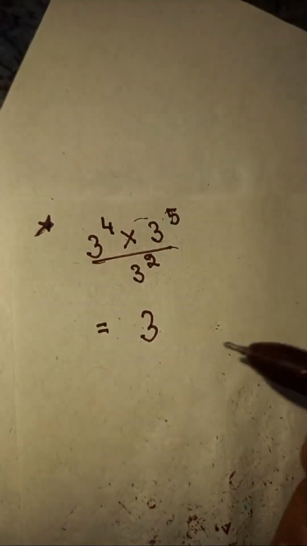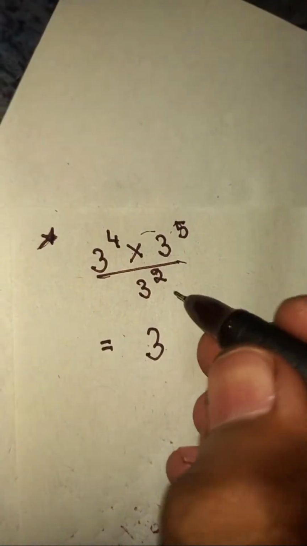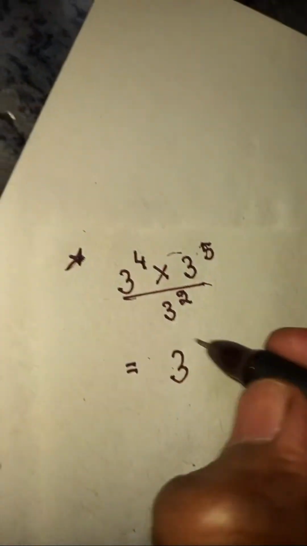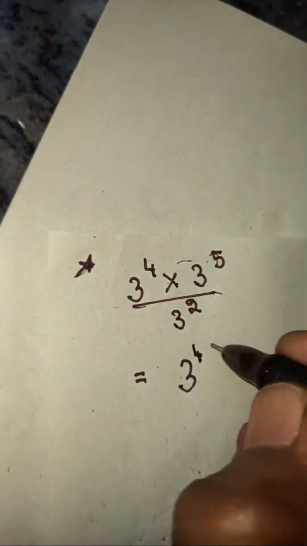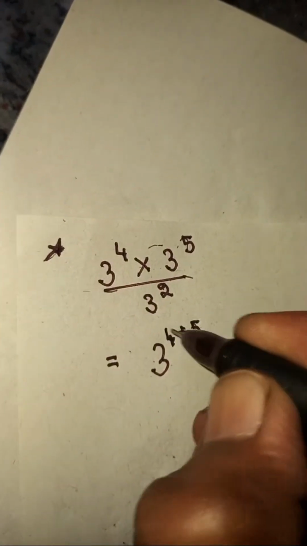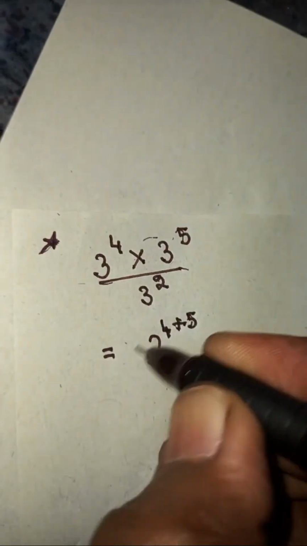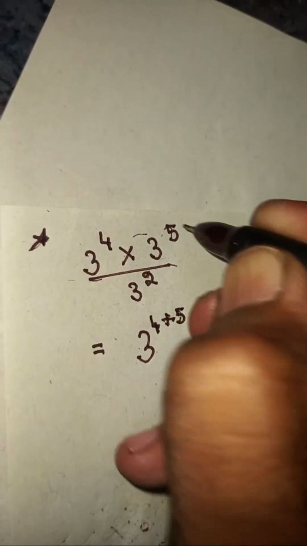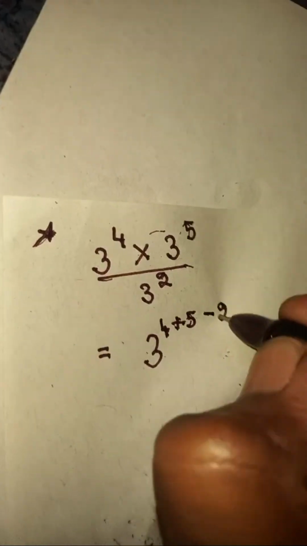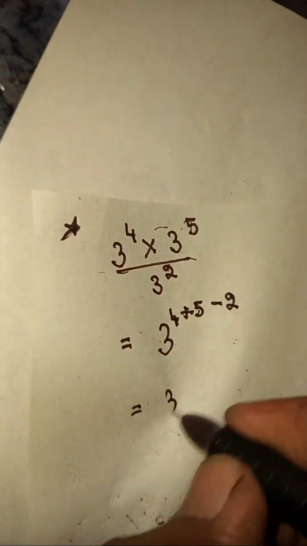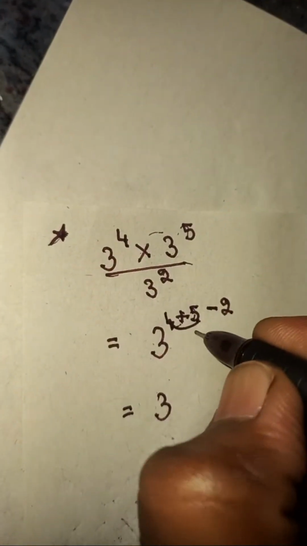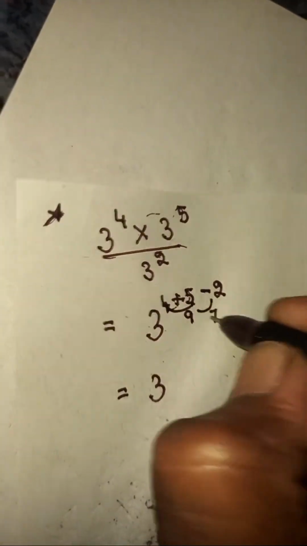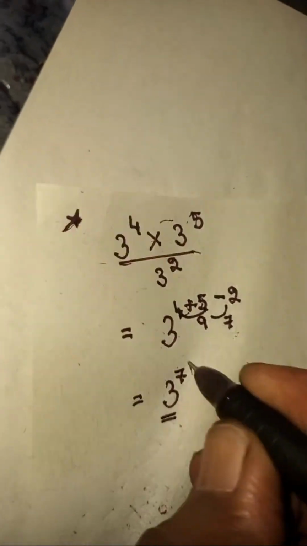I explain this chapter very neatly, and this becomes adding the powers in the numerator, 4 plus 5. We are adding this because the 3 we are keeping in the numerator itself. We are subtracting this because we are taking this from the denominator. Minus 2. It is going to become 3 power of 4 plus 5 is 9. 9 minus 2 is 7. It becomes 3 power 7.